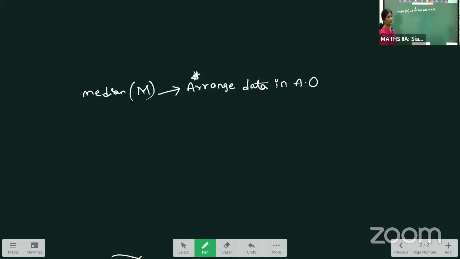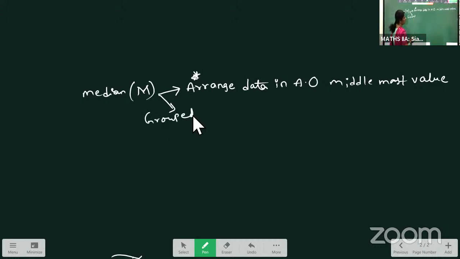If it is for grouped data, how to find out median? We have to go for cumulative frequency. In the arranged series, the middlemost value is median. In grouped data, we have to find out the N by 2 value and identify it in the cumulative frequencies; the xi corresponding to it is called median. When you do the question, you can understand much better.